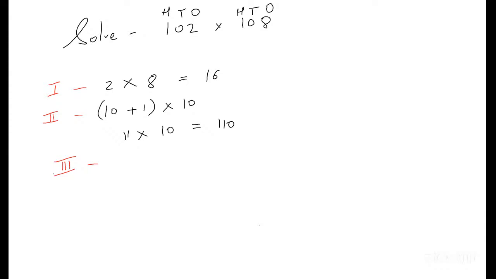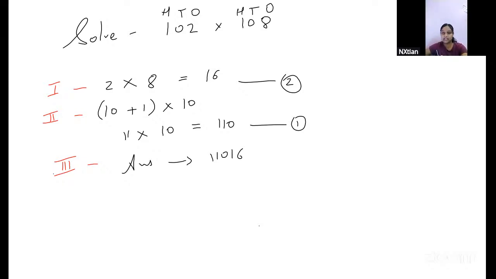Third step, we will put them together. This is the first and the second. Answer will be 110.16. So we will take the tens and the hundreds together. So what if it's a 1,000 digit? I mean, a 4-digit number.